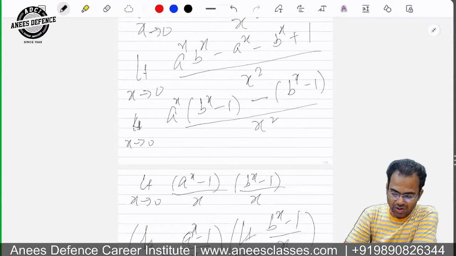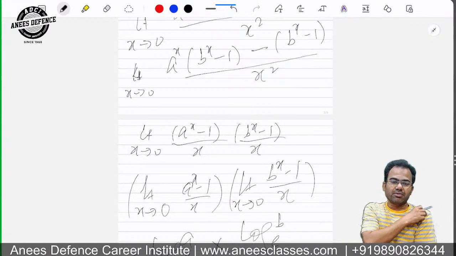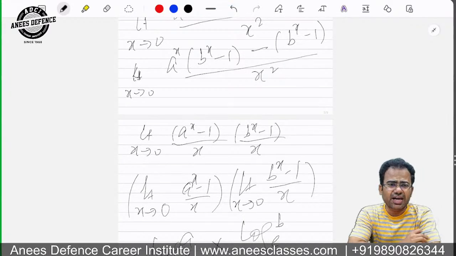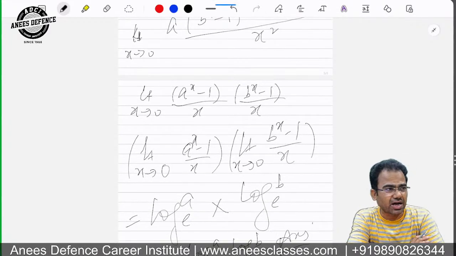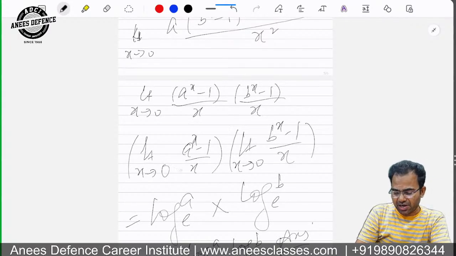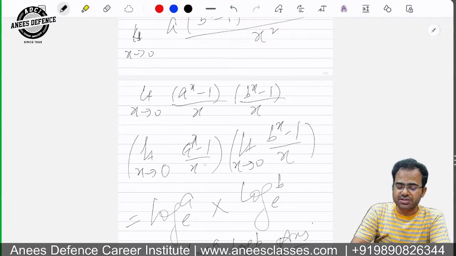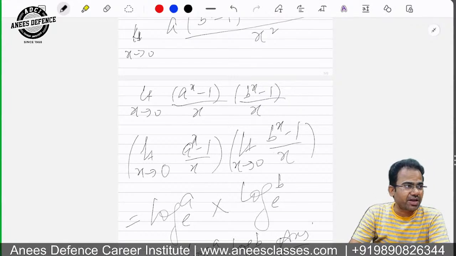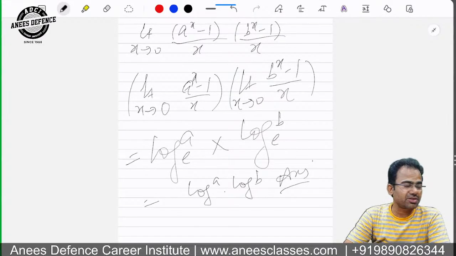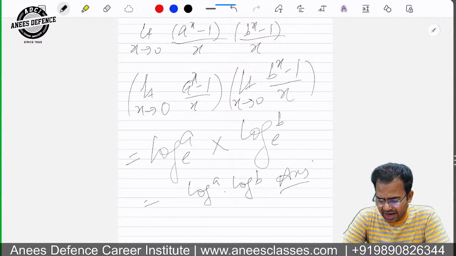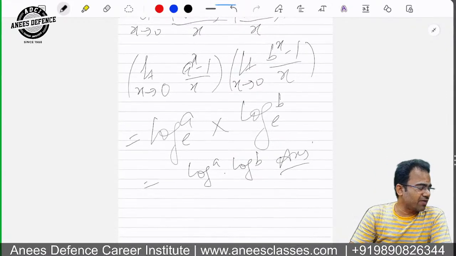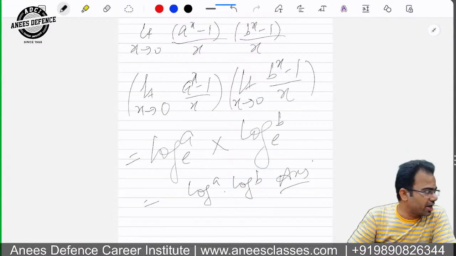So these two factors are such that the limit of each will exist. So we can find the limits separately. I write limit x tends to 0, (a to the x minus 1) upon x. And for the second factor, limit x tends to 0, (b to the x minus 1) upon x. For the first factor, the answer is log a to the base e, and for the second factor, log b to the base e. So our answer is log a into log b. Any problem?